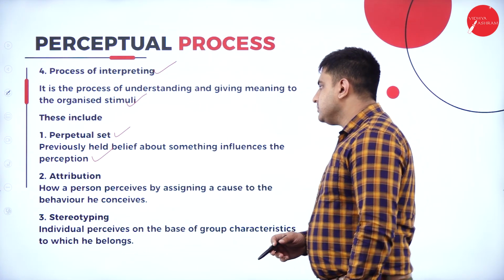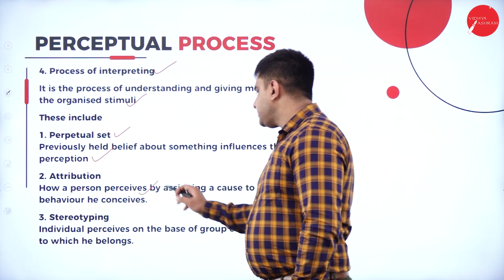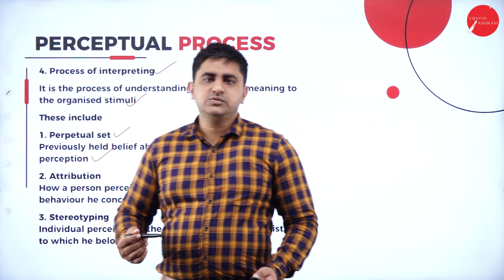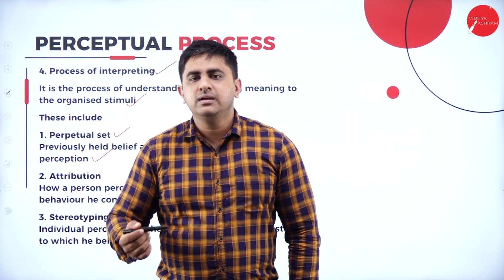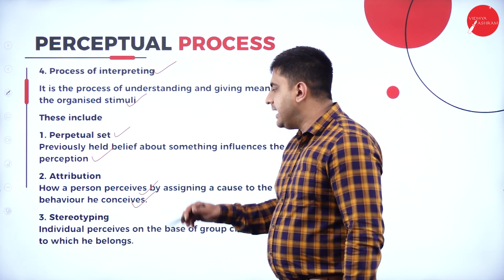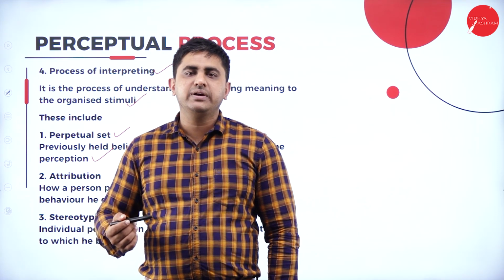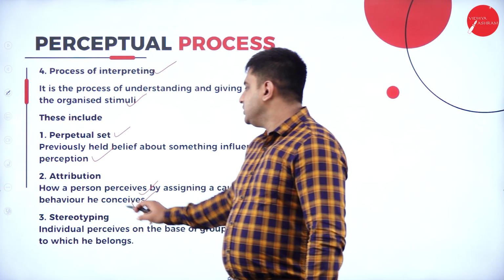Next, attribution. How a person perceives by assigning a cause to the behavior he conceives. For example, you are going for your exam and your two-wheeler breaks down and all of a sudden you are very disappointed. Then later you realize that for the past one year you have not serviced your scooter. You get a negative perception. This is called attribution.